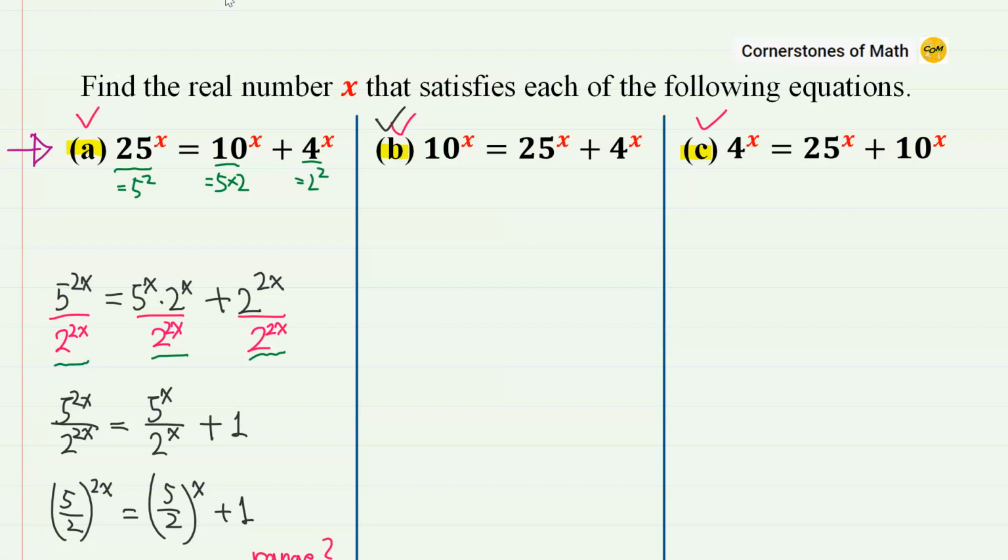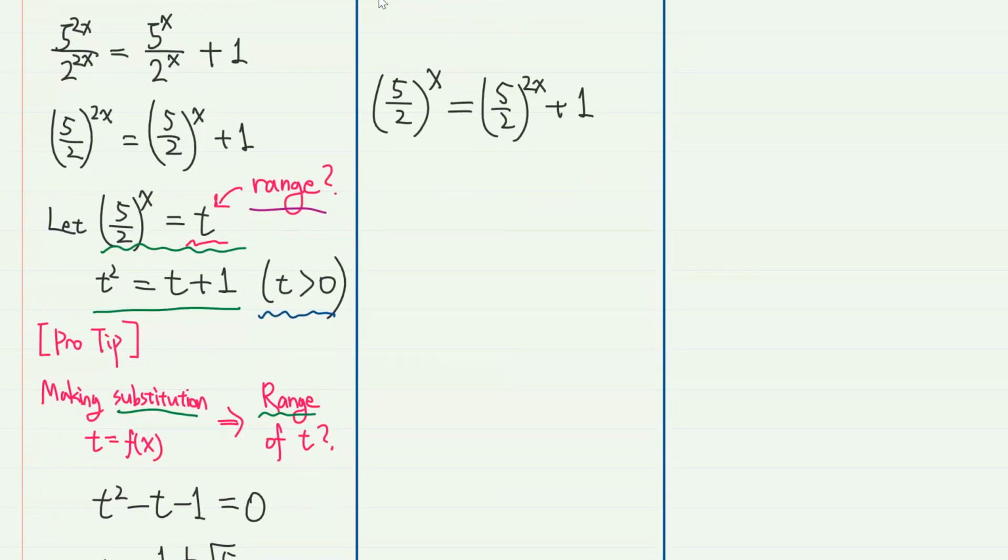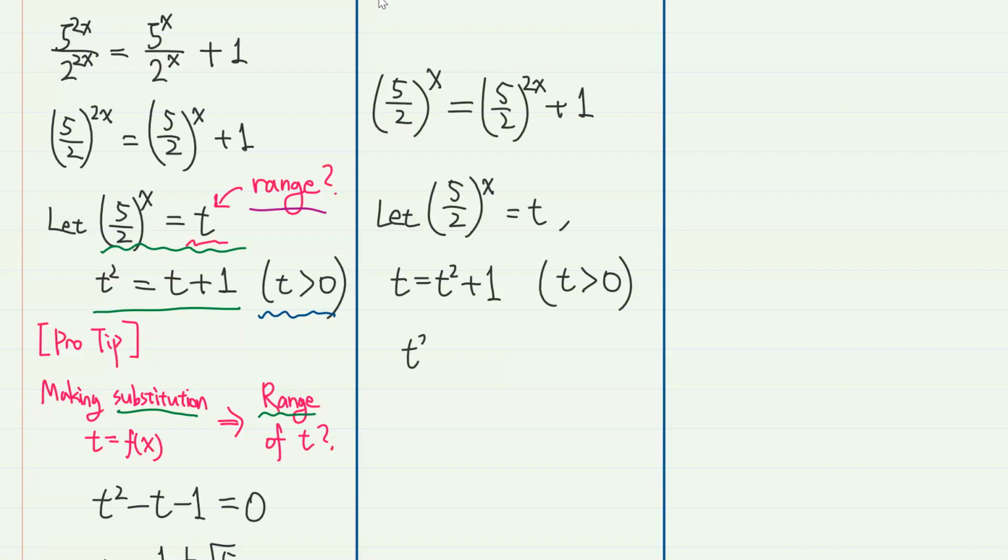So first we split into powers of 5 and 2, which is 5 to the x times 2 to the x equals 5 to the 2x plus 2 to the 2x. Dividing both sides with 2 to the power of 2x, we have now (5/2)^x on the left hand side equals (5/2)^(2x) plus 1. Therefore, letting (5/2)^x as t, we have t equals t squared plus 1, and of course t is positive, so we have t squared minus t plus 1 equals 0.